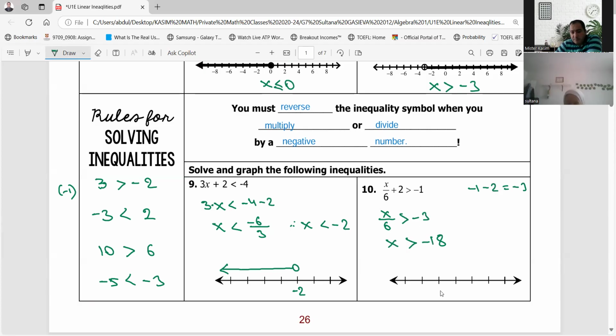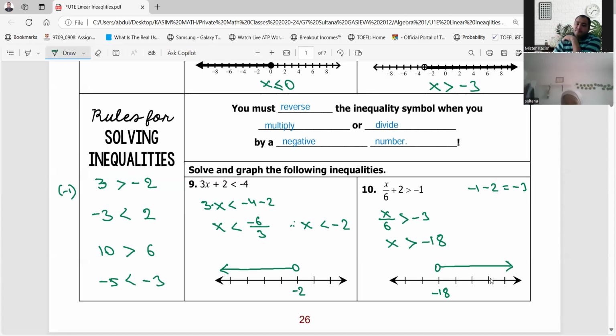Suppose that -18 is here. So it's greater than, open, we don't have an equality sign, and pointing to the right. I'm saying that by drawing this line and arrow, all the numbers to the right of -18 are greater than -18. Is it true? Yes.